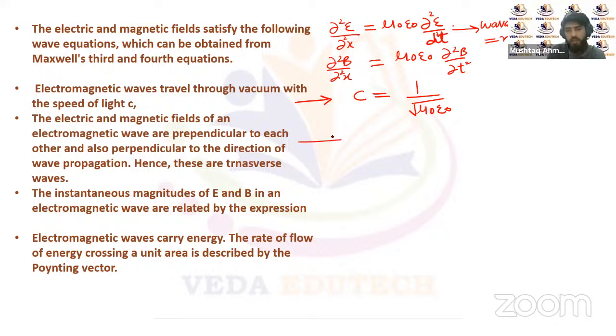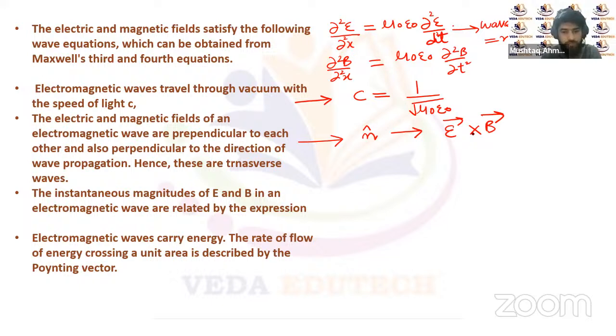So the direction of the electromagnetic wave is given by the cross product of the electric field vector and the magnetic field vector. Let's suppose eta cap is the direction of the electromagnetic wave. It will be given by E cross B. So E cross B will give us the direction of the electromagnetic wave, and E and B will always be perpendicular to the direction of propagation, right?